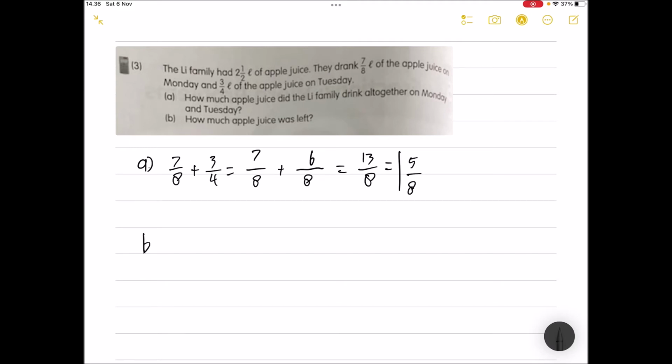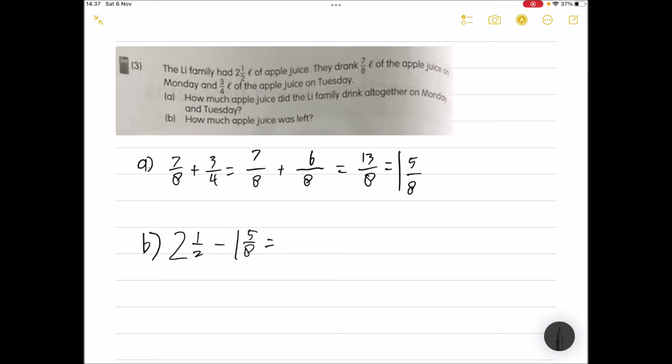B. With B, we have established just now how much apple juice was left: from what you have in the beginning, you will minus it, or take it away, by the total that you drank on Monday and Tuesday, right? Which in this situation is 1 5/8. So what we do is we minus it. 2.5 minus 1 5/8.